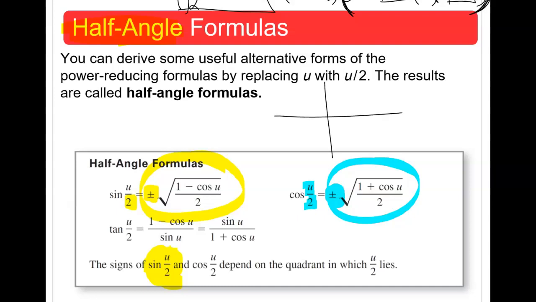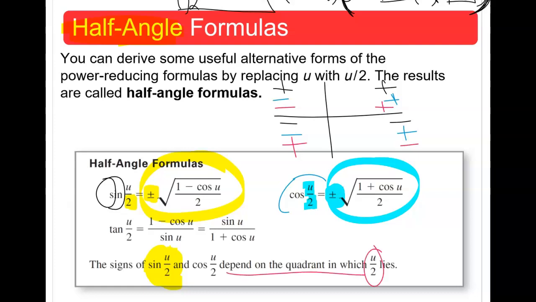Remember that in quadrants 1, 2, 3, 4, sine is positive in quadrants 1 and 2, negative in quadrants 3 and 4. Then cosine is positive in quadrants 1 and 4, but it's negative in 2 and 3. And finally, tangent is positive in quadrants 1 and 3, and negative in quadrants 2 and 4. So that's what we mean when we said depending on the quadrant in which the half angle lies.